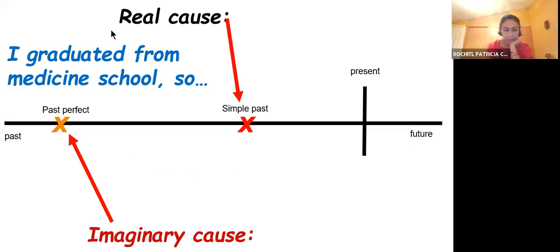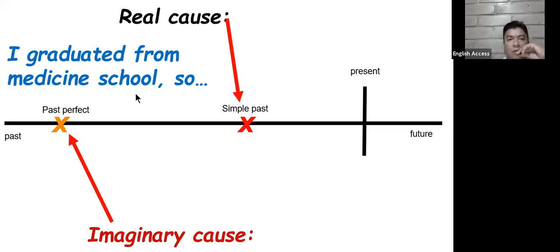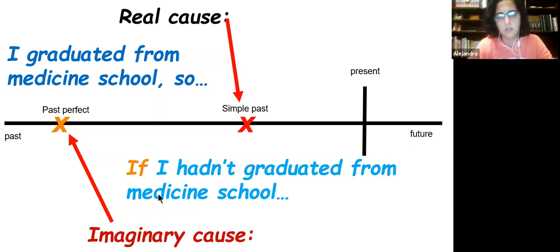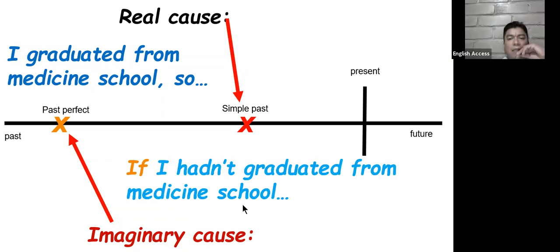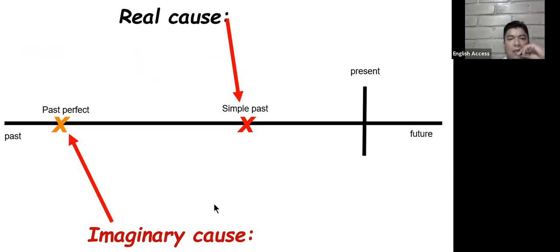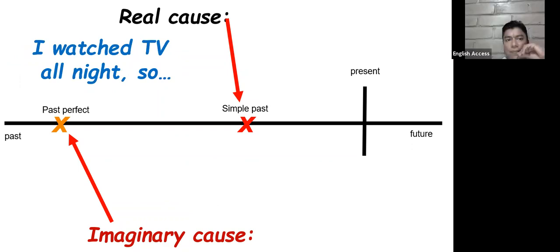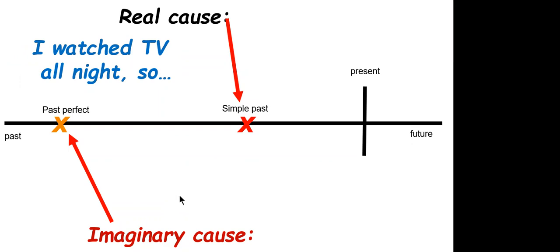I graduated from medicine school. So, imaginary cause: if I hadn't graduated from medicine school. Another example. I watched TV all night. So, if I hadn't watched.